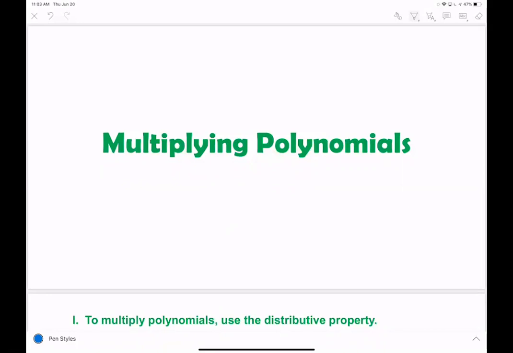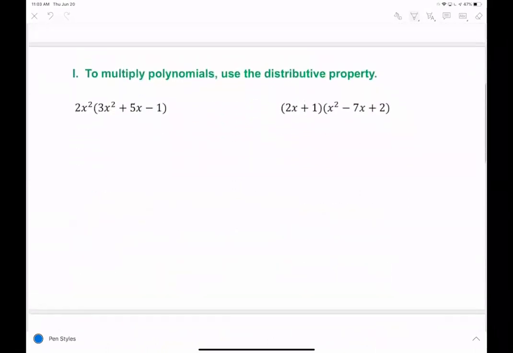We're going to discuss multiplying polynomials using the product rule, where when we multiply like bases we will add exponents. In the previous lesson, we talked about polynomials and we added and subtracted polynomials. Now we're going to talk about multiplying. So the first two examples, we're going to multiply polynomials using the distributive property.